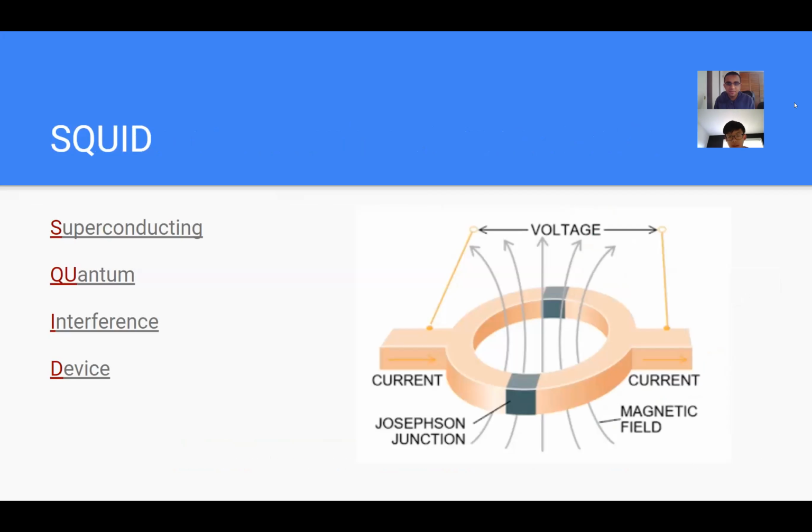So this is a basic illustration of a SQUID. It's an acronym, a Superconducting Quantum Interference Device, and we are going to talk about what each of these means. You can see superconductivity relates to our E&M, and quantum and interference. Yeah, it's interference, my bad. It's related to the Young's double slit experiment we talked about in the first lecture.